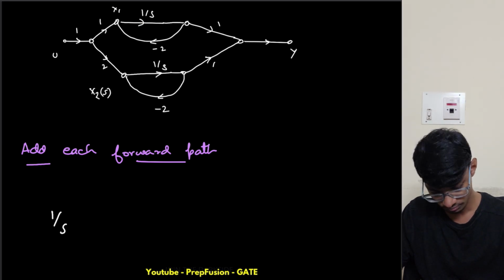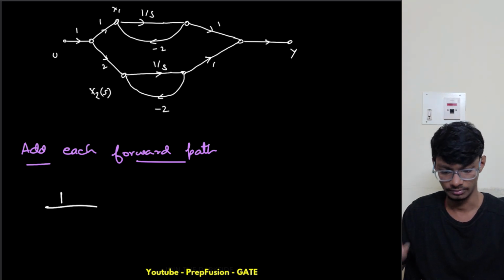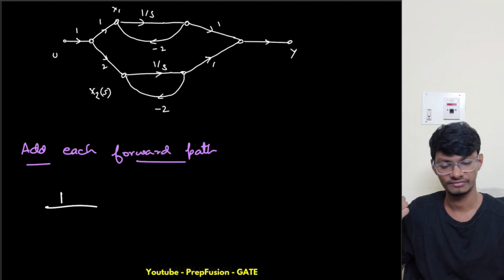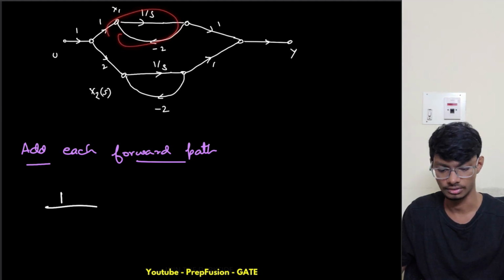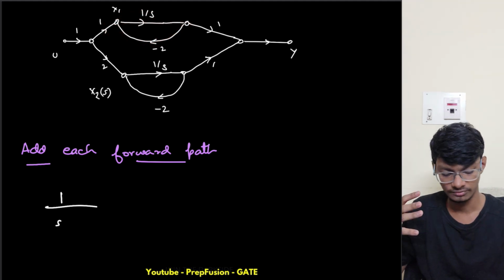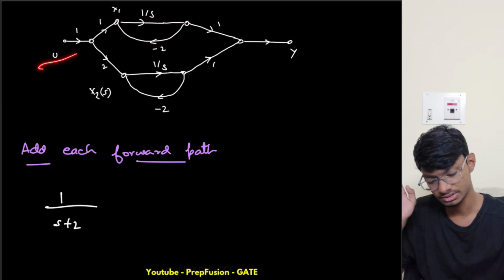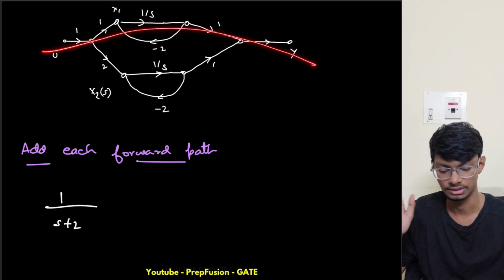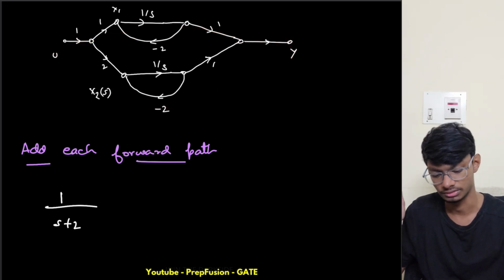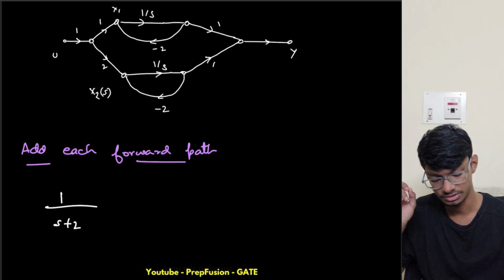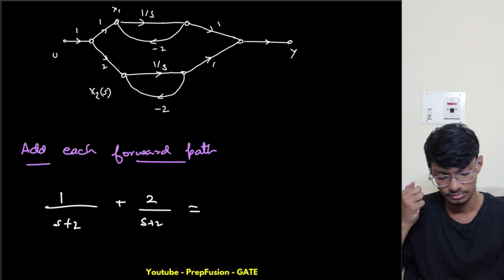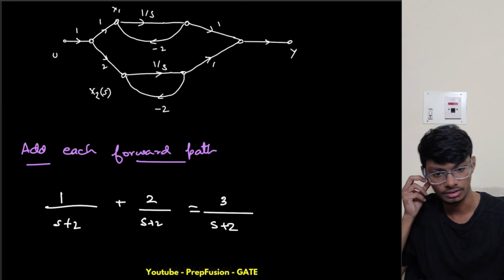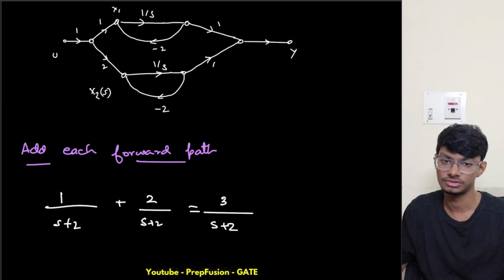Why 1 upon s plus 2? Because if you see, the forward path gain is 1 by s, and it doesn't have any loop gain factor with it, because this path will be gone, and if you simplify, you will get s plus 2. You just apply Mason's gain in this forward path, and then in this forward path. The difference you will see is 2 upon s plus 2. So what will be my transfer function? My transfer function will be 3 upon s plus 2.